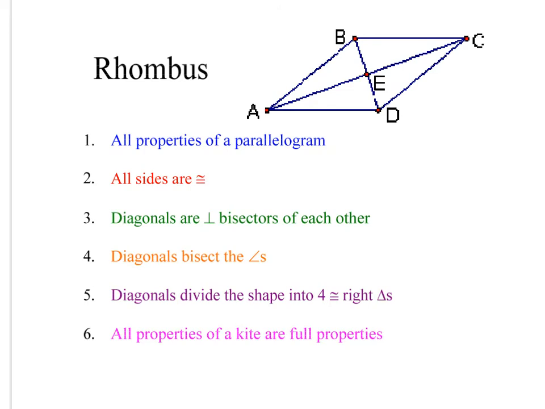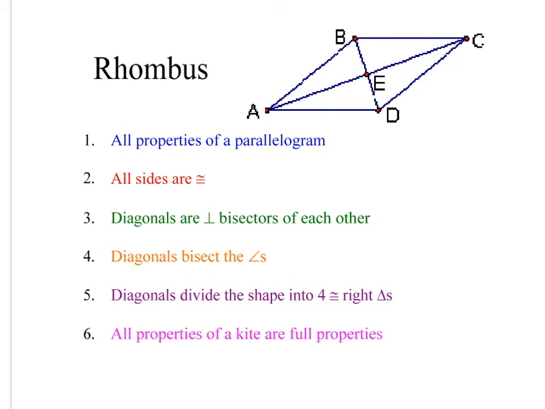A rhombus, the properties of rhombuses. A rhombus by definition is a parallelogram with four congruent sides. So that's the definition right here. So all the properties of a parallelogram once again apply to rhombi.